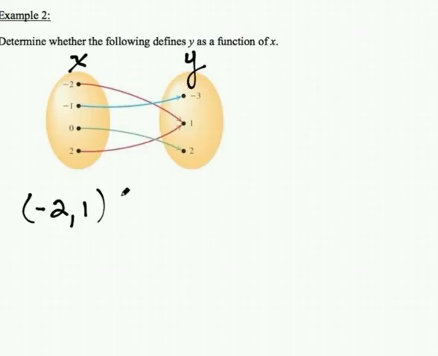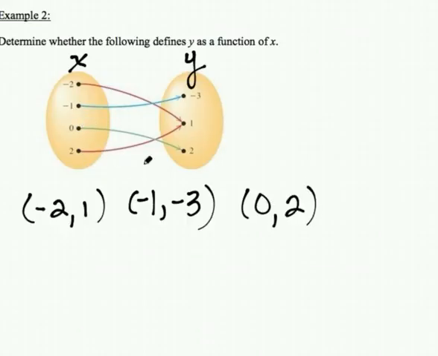-1 is corresponding with -3. 0 is corresponding with 2. And 2 is corresponding with 1. So I just want to make sure that you understand how to read this flow chart. Basically, they've given us a set of 4 ordered pairs. Now, to determine if it's a function or not, we need to look at the x values. We have -2, -1, 0, and 2. Since we have no repeated x values, this is a function.